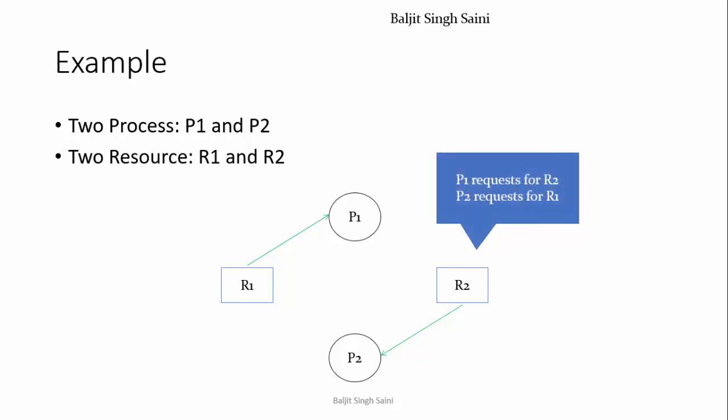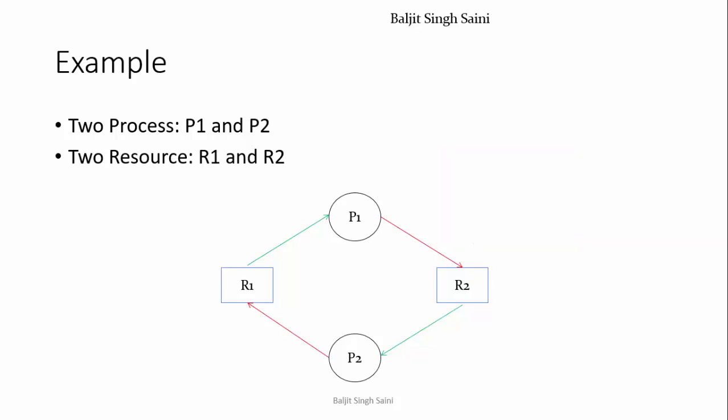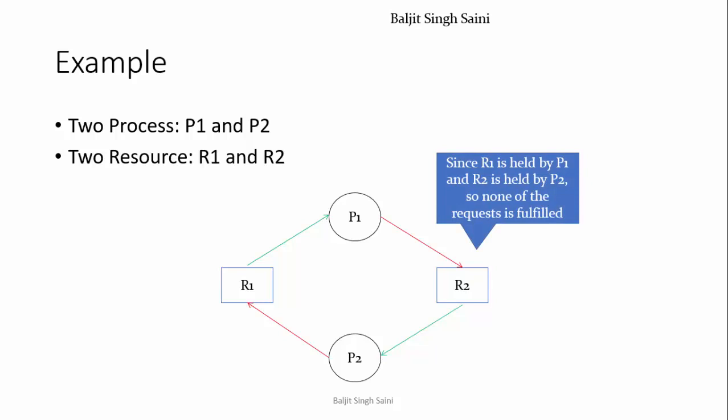Next, P1 requests for resource R2 and P2 requests for resource R1. अब P1 ने R2 के लिए रिक्वेस्ट करी और P2 ने R1 के लिए रिक्वेस्ट करी. Now the question is, can we grant this request? So we cannot grant this request because R1 is held by P1 and R2 is held by P2.